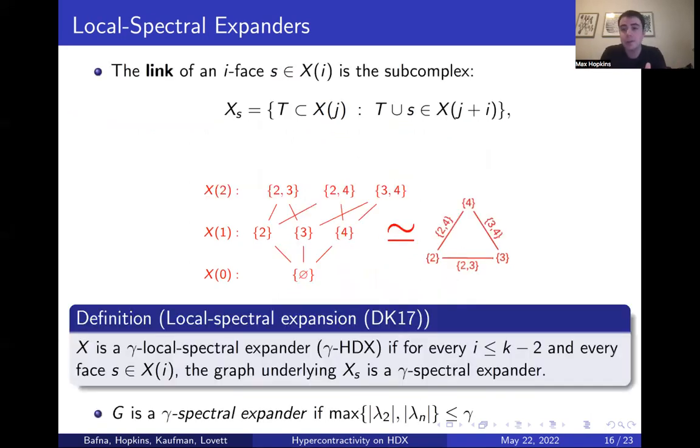So a little bit more formally, we consider a definition called local spectral expansion, or two-sided local spectral expansion. Basically, we say a complex X is a two-sided local spectral expander, a gamma-HDX, if the graph underlying every non-trivial link is what's called a gamma spectral expander. Again, I'm not going to go too much into the definitions. I encourage you just to think of this as: a complex is a high-dimensional expander if every local part is expanding in some common sense.